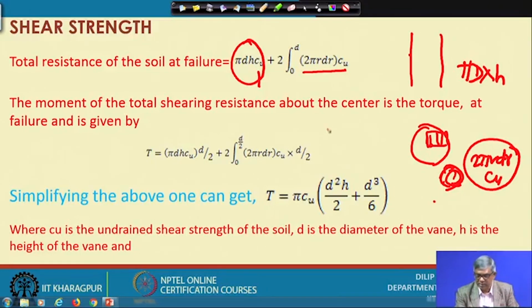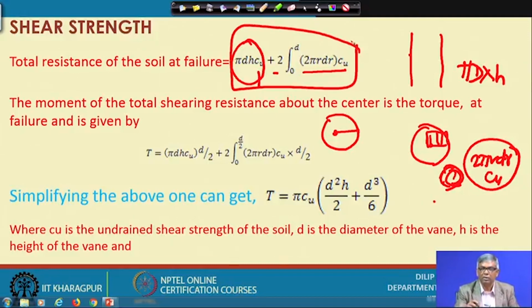Suppose the circle is this one, this is 0 and this is d. So I will have to integrate from 0 to d, and since resistance comes from the top and bottom, if I assume the resistance from the top and bottom is the same, after doing this I can multiply by 2. This will be the total shear force developed by the vane.